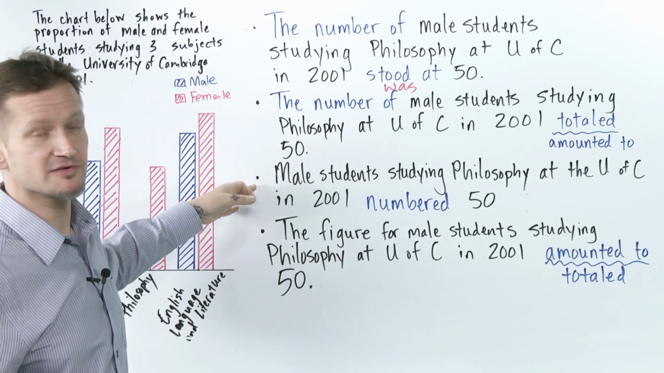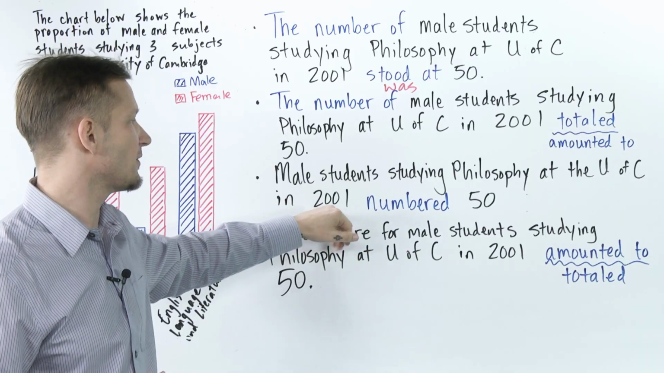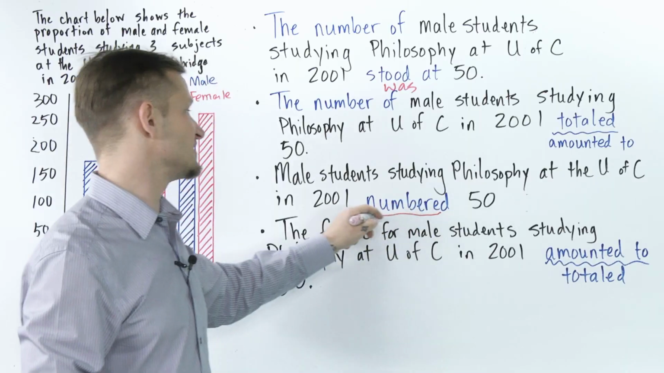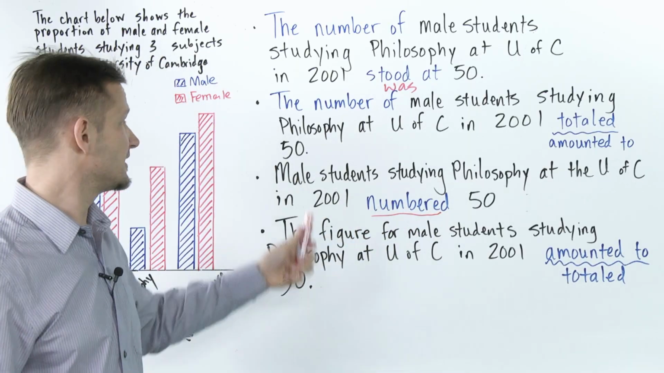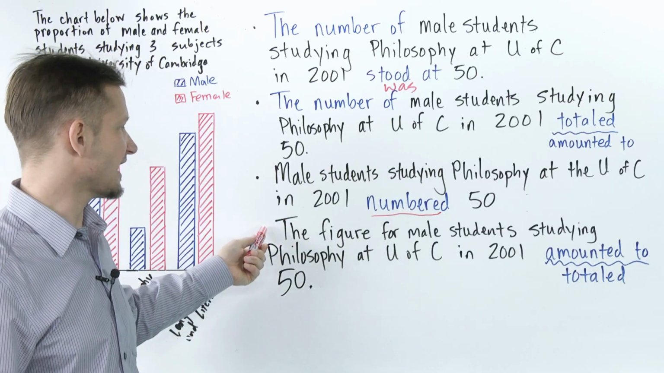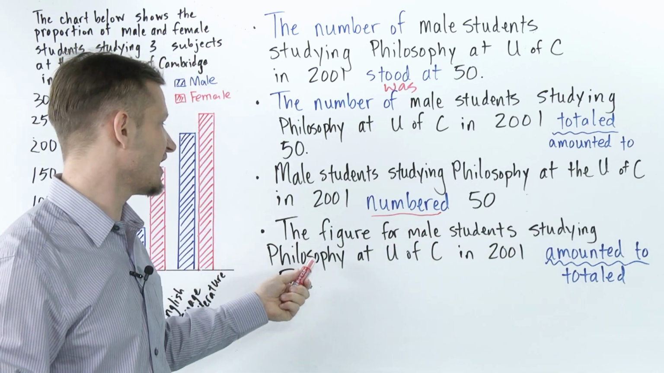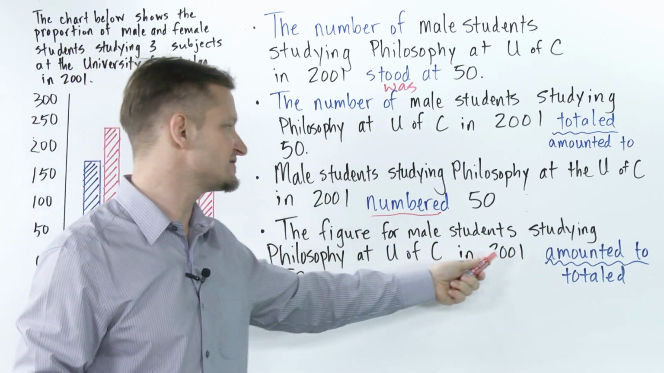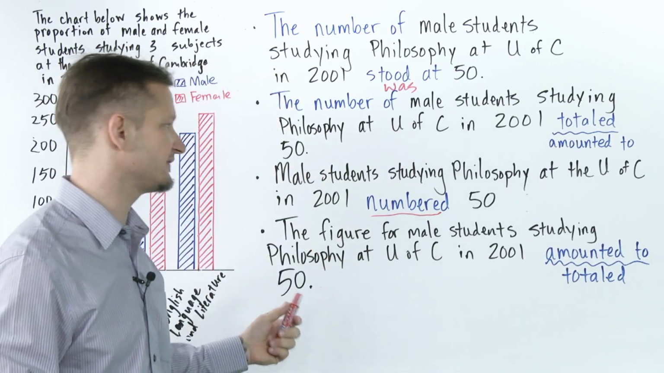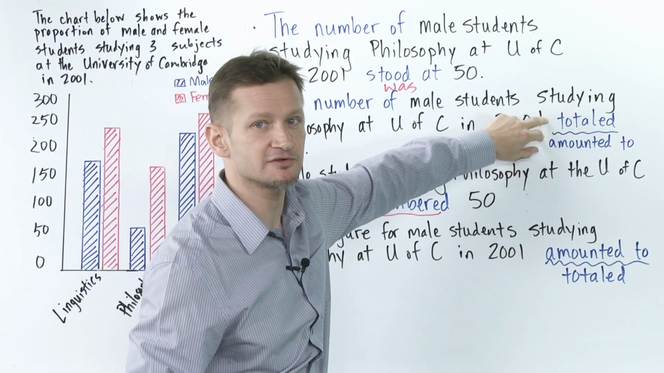So next one, male students studying philosophy at the University of Cambridge in 2001 numbered 50. So you can use number as a verb as well. The verb numbered, and then you put the number there. Okay, last one. The figure for male students studying philosophy at University of Cambridge in 2001 amounted to 50. Or again, totaled 50, right? So these, we're using the same two here, and you can use them in there as well.